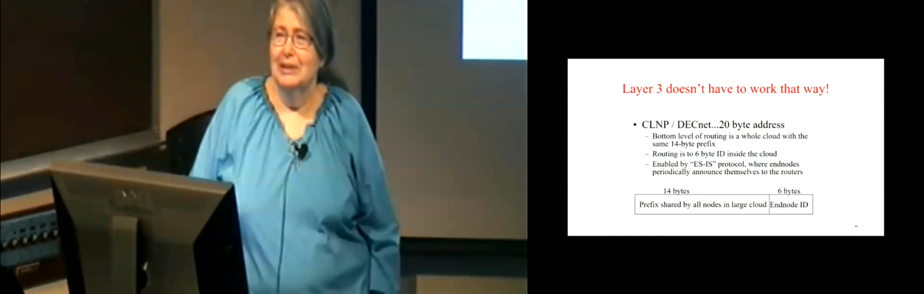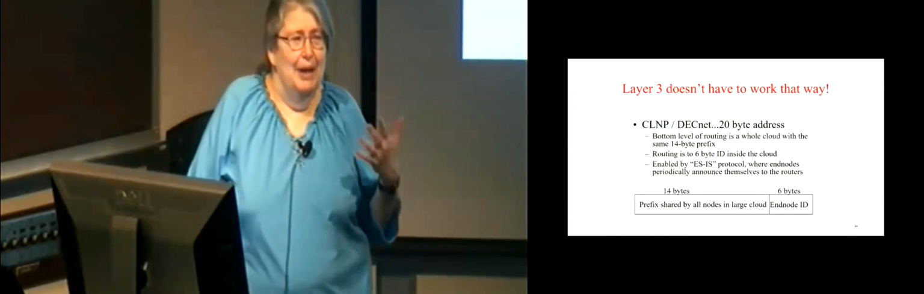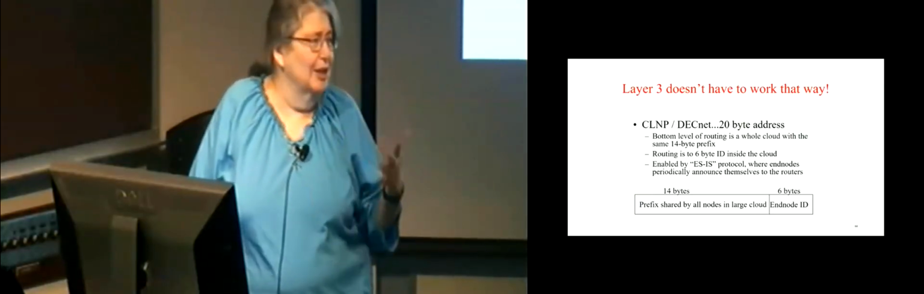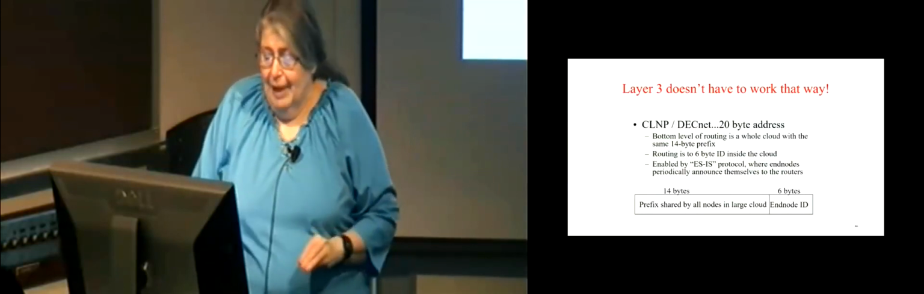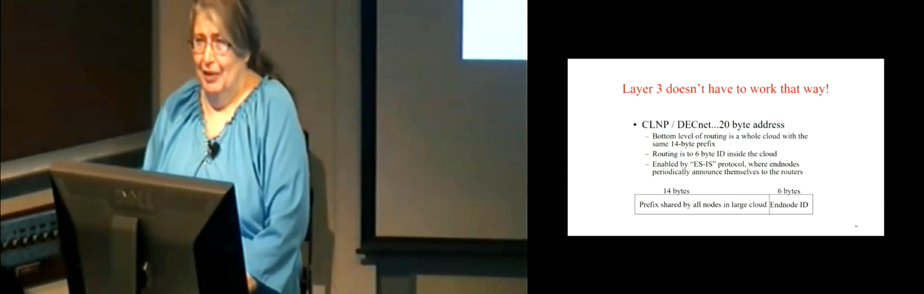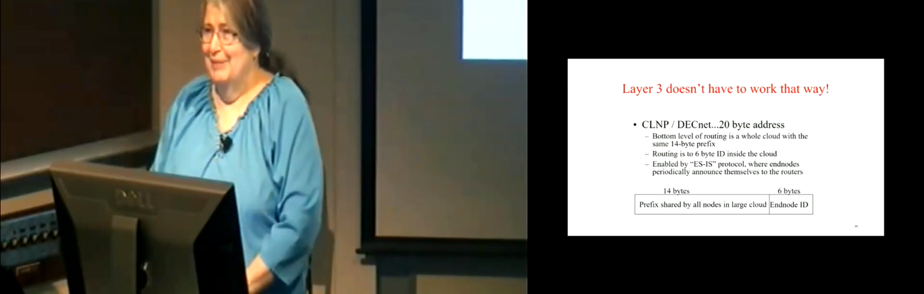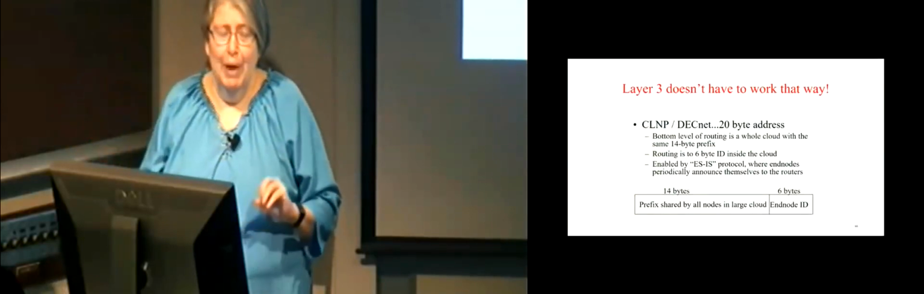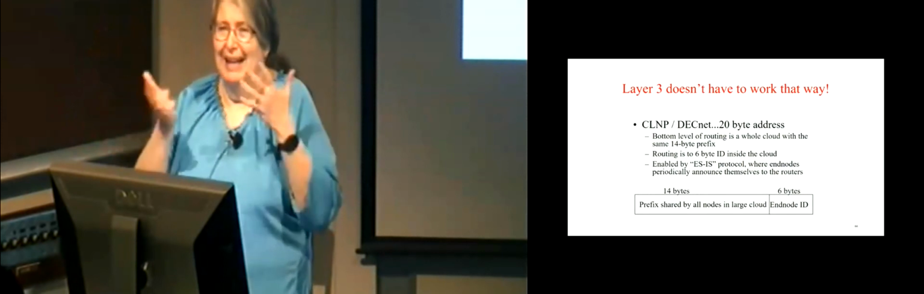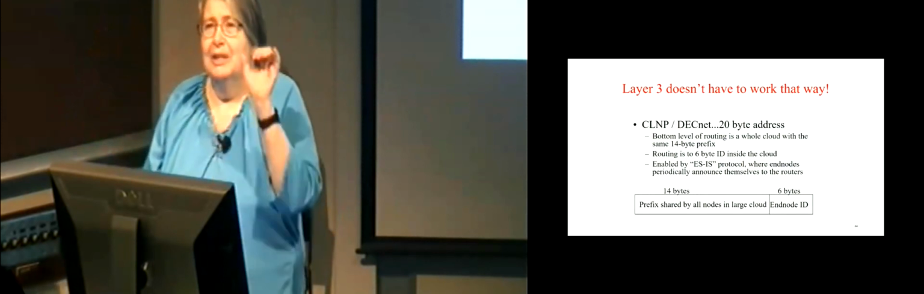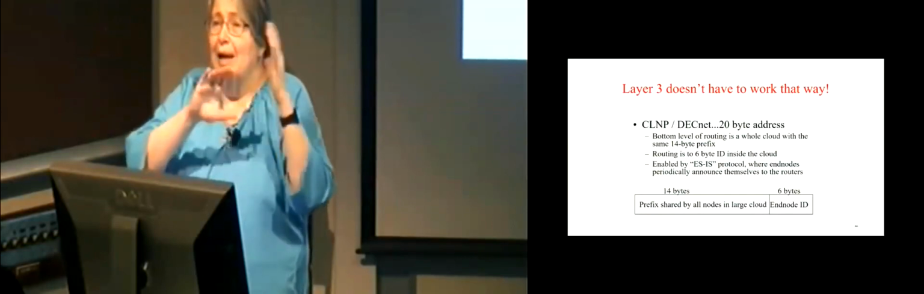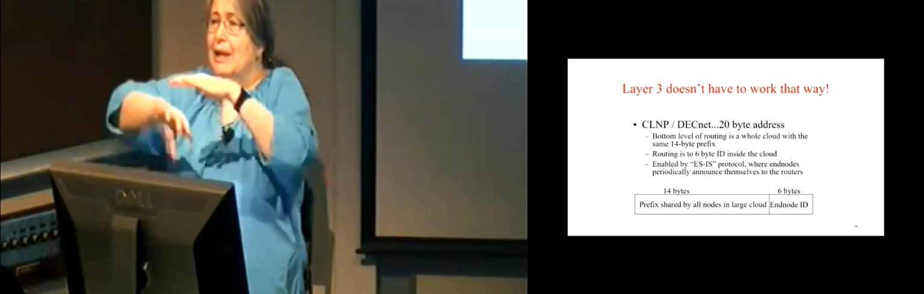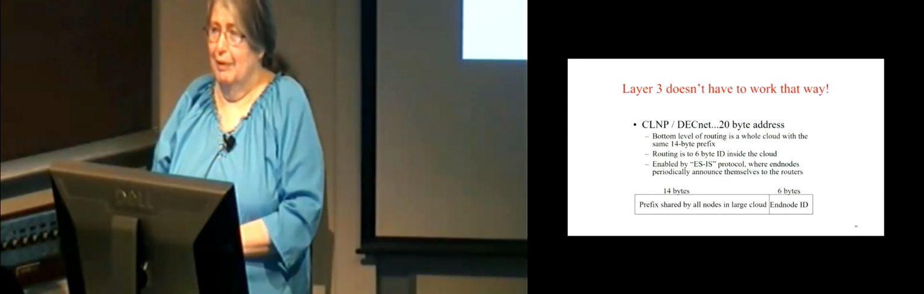So there was a protocol done by a different sports team. It was ISO, and it was called CLNP, Connectionless Network Protocol. It had a 20-byte address, which is even bigger than IPv6. But not only was it big enough, it had a very important property that I really wish people had understood. With IP, everything on one side of a router has to share the same prefix. Here, an entire cloud shares the same prefix.